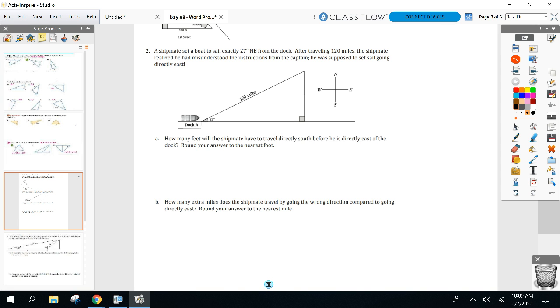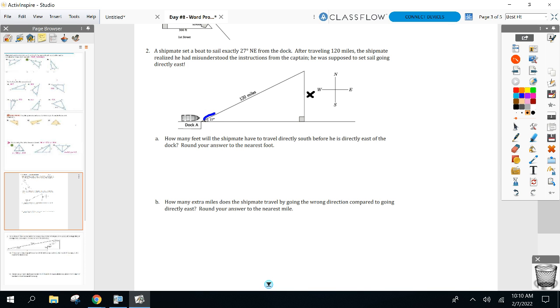So how many feet does he have to travel directly south? Where on the diagram am I asking you to solve for? All right, let's put an X here. Let's put an X, read through the problem here. How many feet will the shipmate have to travel directly south before he's east of the dock? All right, everyone looks good. Everyone's putting an X right here on this leg, going directly south. So let's find that length. All right, review from Thursday.